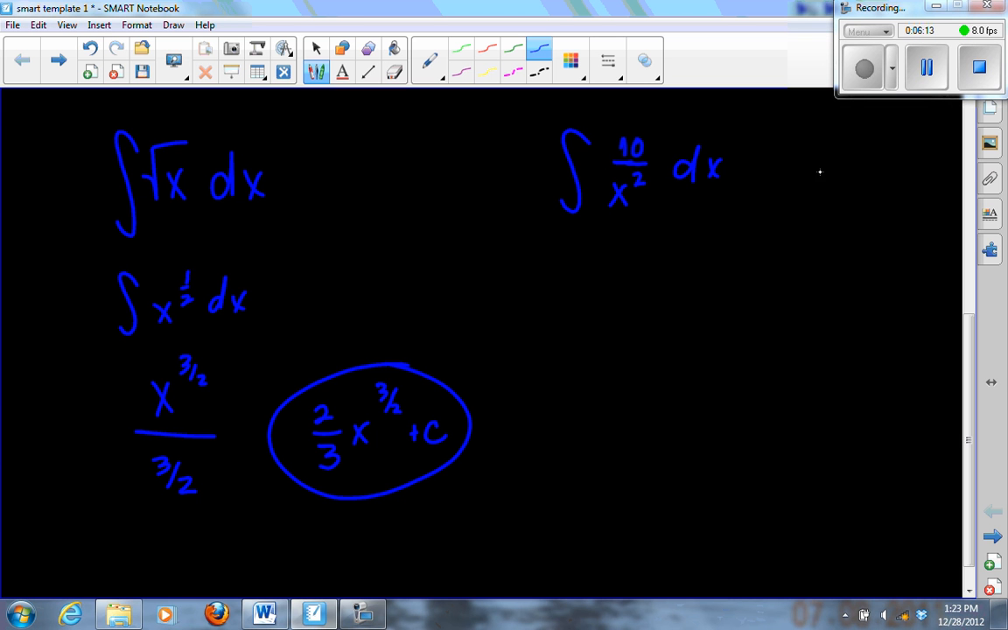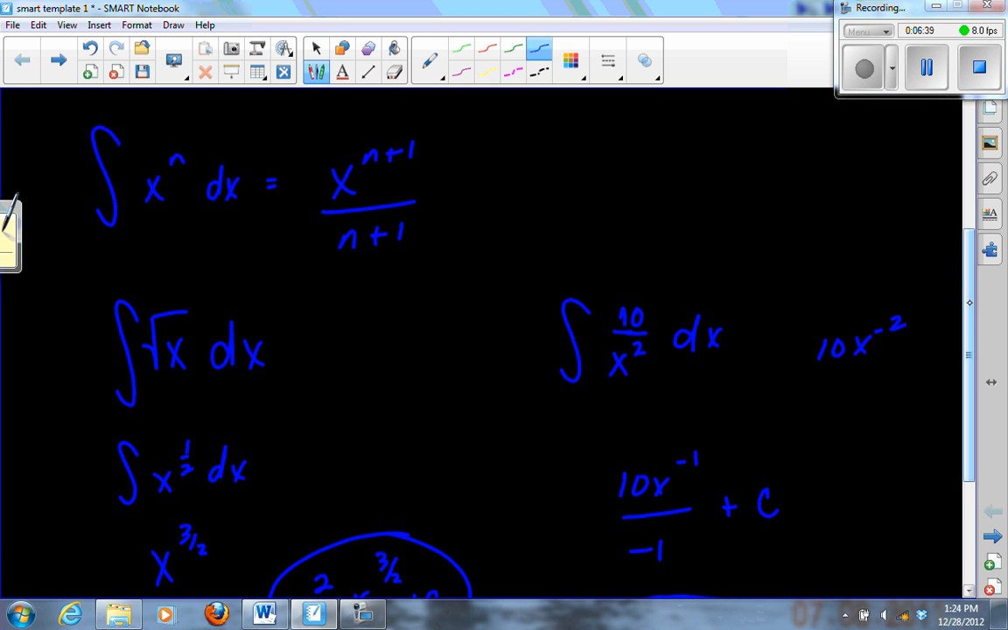And over here I'll think of this as 10x to the -2. So I'll add 1 to the power, which would be -2 plus 1 is -1, and I'll divide by the new power, plus c. So -10 over x plus c. Remember, because you move this to the bottom. Okay, so that's the general power rule for integration.